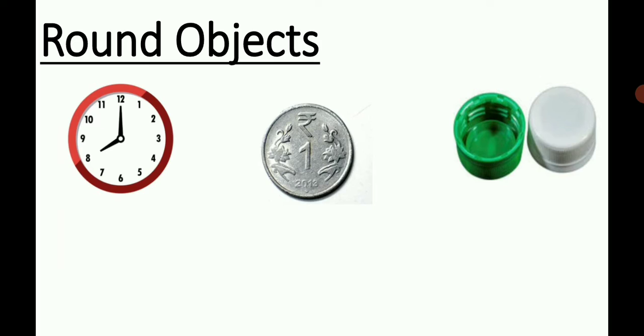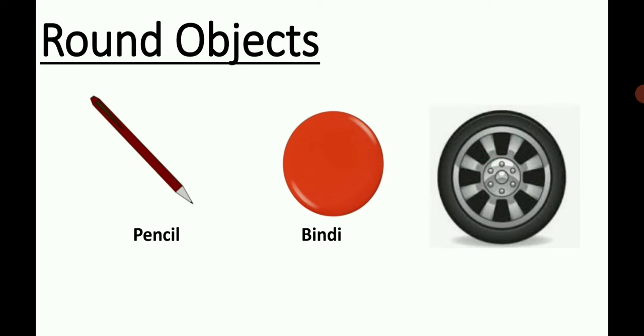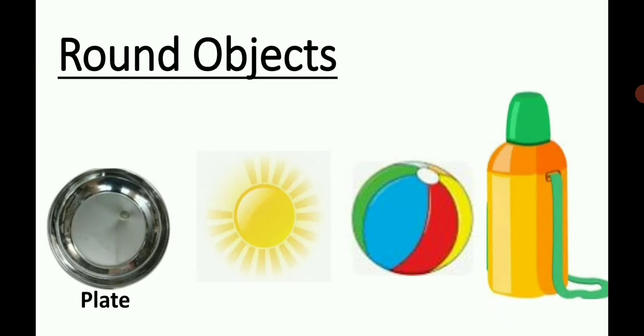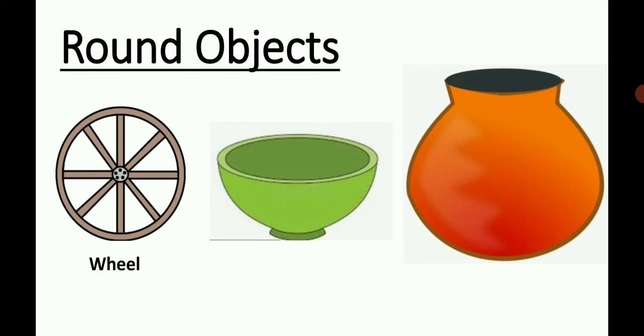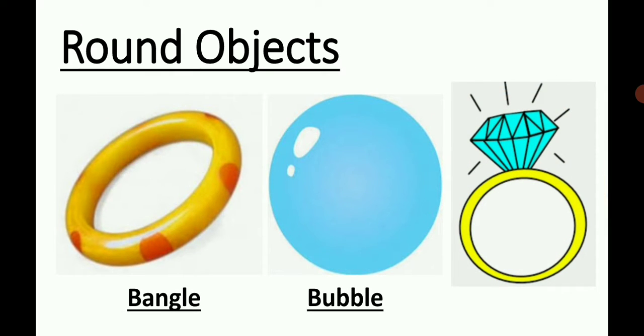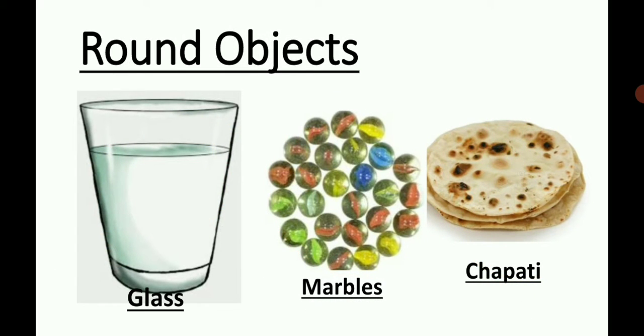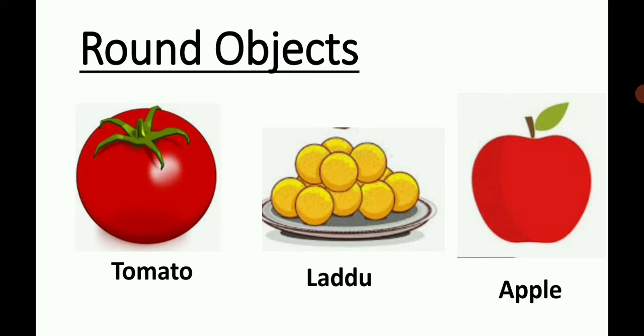These are found in round shape like clock, coin, bottle cap, pencil, bindi, tire, plate, sun, ball and bottle, wheel, bowl, pot, bangle, bubble, ring, glass, marbles, chapati. All these things are found in round shape.